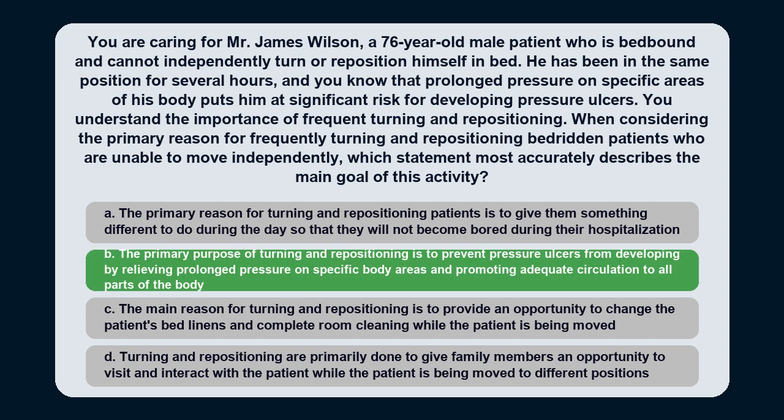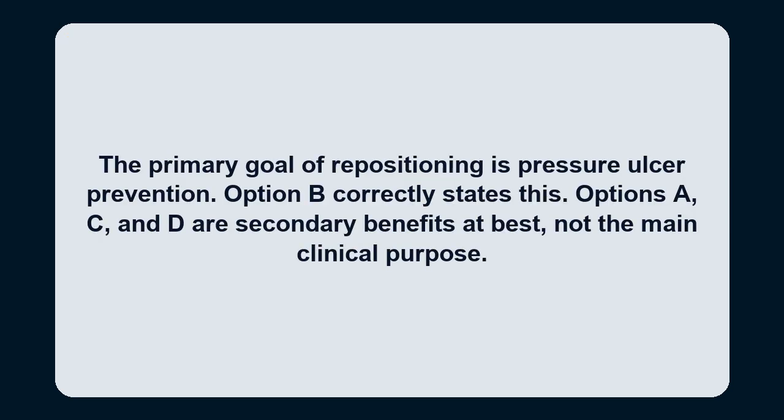The answer is B. The primary goal of repositioning is pressure ulcer prevention. Option B correctly states this. Options A, C, and D are secondary benefits at best, not the main clinical purpose.